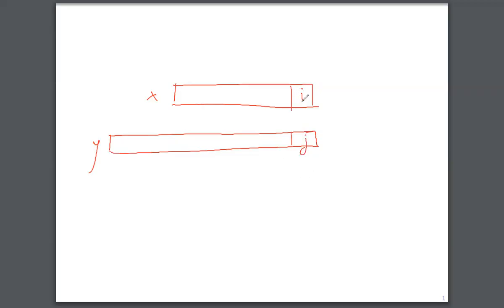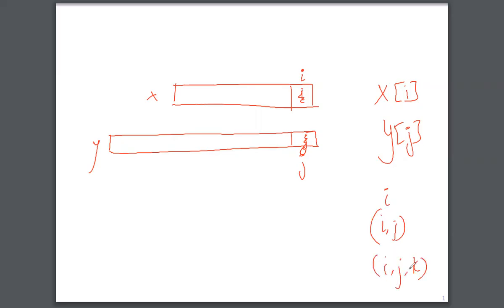The character value is not i, you can see it is at the ith position. So you're really comparing X of I and Y of J, the last character in this prefix and the last character in the prefix of the second string. As always, when you define the recurrence, you should always look at either the generic cell I, or I comma J, or I comma J comma K.